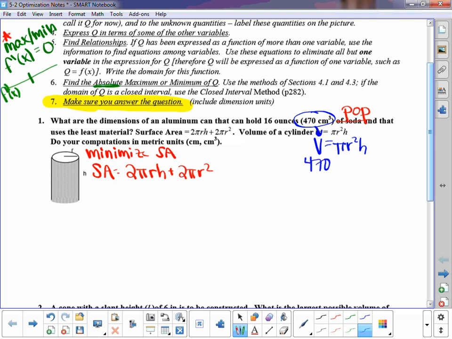So I know my volume is 470, and I have pi r squared h. Now we get to choose if we want to solve for r and substitute it in, or solve for h and substitute. So real quick, just turn to your shoulder partner and discuss what we should solve for and why.